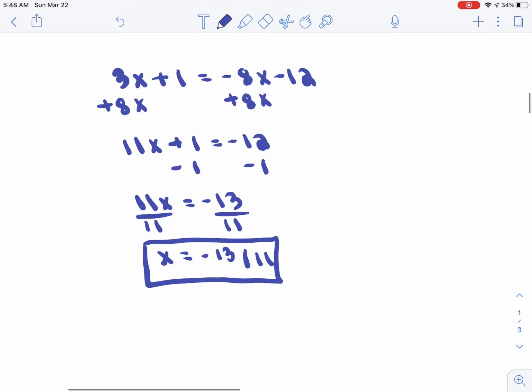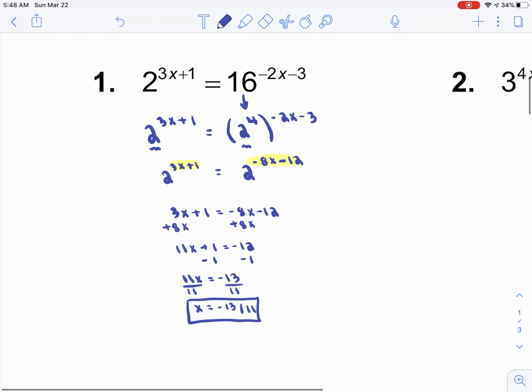And don't be surprised if you get weird answers. A lot of these problems do end up with improper fractions. Notice if you sub that value back in, or you have that option of subbing that value back in, you should get the same thing on each side of the equation.